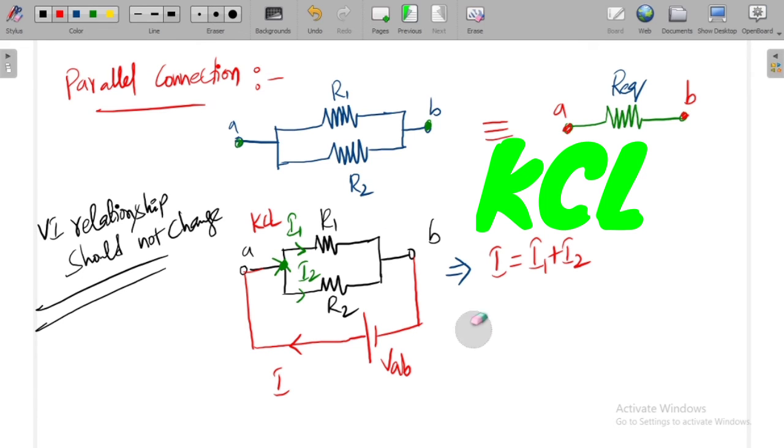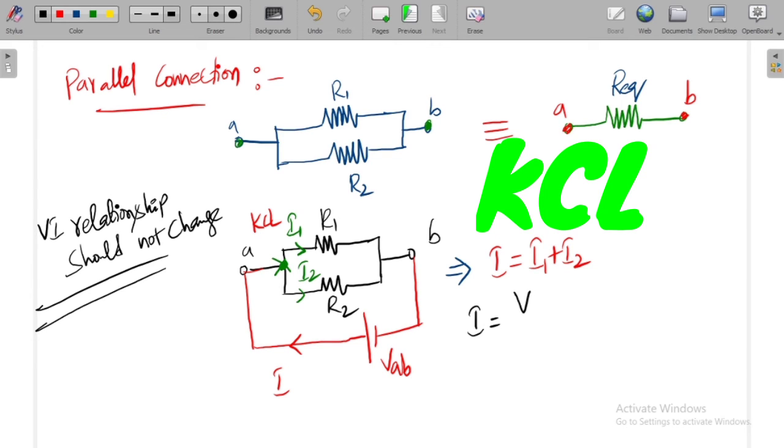Now how can I get I1 and I2? I1 is nothing but the current flowing through R1. Now R1 is connected in parallel to the voltage source, because the voltage across R1 and the voltage across R2 both are the same, and that value is VAB. Because in parallel connection the voltage remains the same across each and every element, and in series connection the current remains the same, which is flowing through each and every element, right?